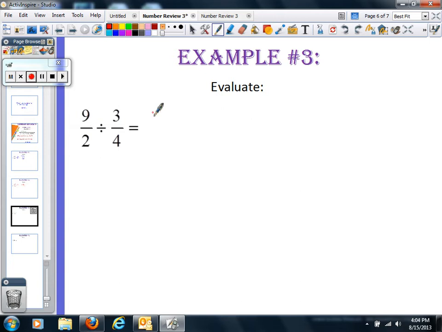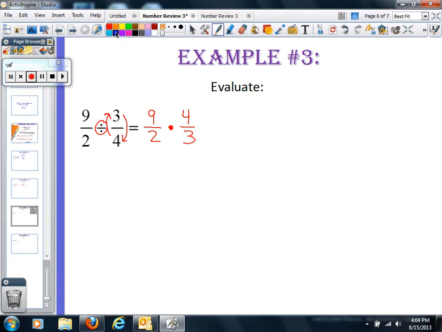We have 9 over 2. That's going to get rewritten as 9 over 2. Division is going to become multiplication. And 3 over 4, we're going to flip it, and it becomes 4 over 3. Now, we could just multiply straight across. We would get 36 over 6, which wouldn't be too difficult to deal with because those numbers are fairly simple. But I'm going to show you an easier way to do this.